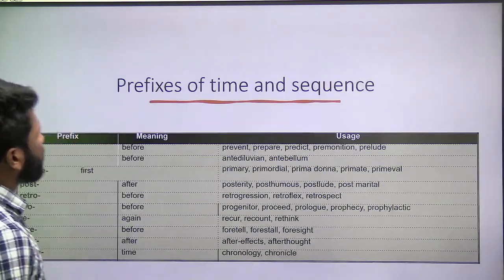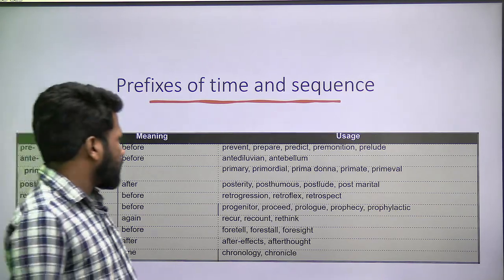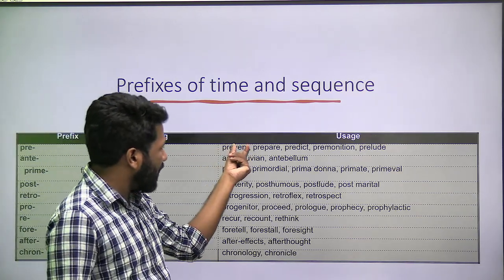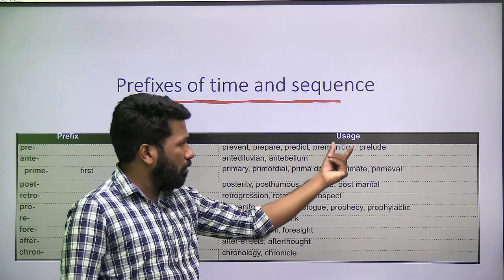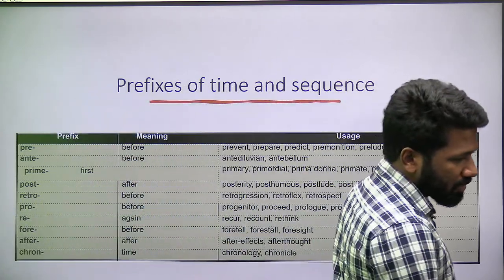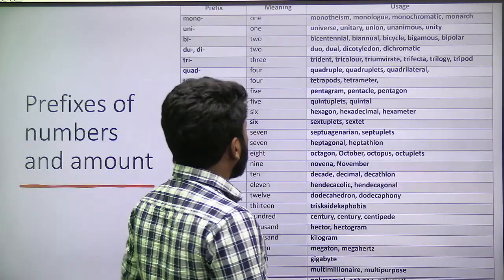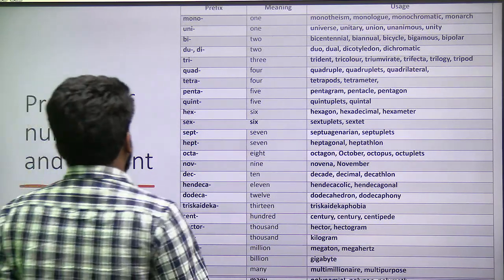So prefixes of time and sequence. Pre, prime, post, retro, pro, re, fore, after, chrono. Some examples: prevent, prepare, predict, premonition, prelude. Are you getting? All these are prefixes. Many words we think are not prefixed or suffixed are actually prefixed or suffixed or affixed words.